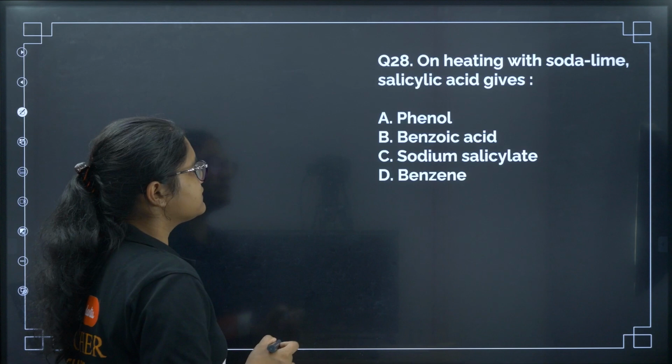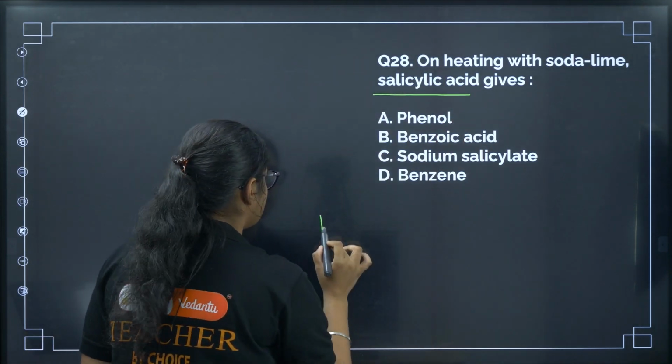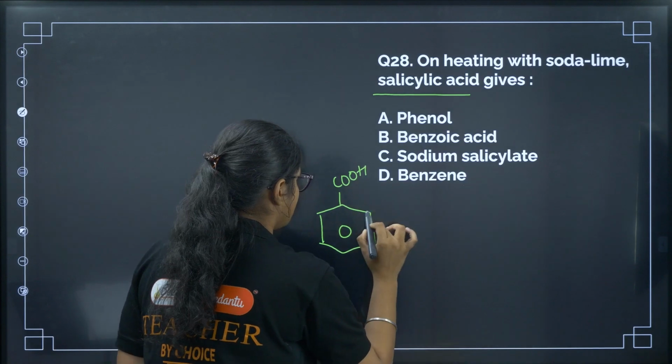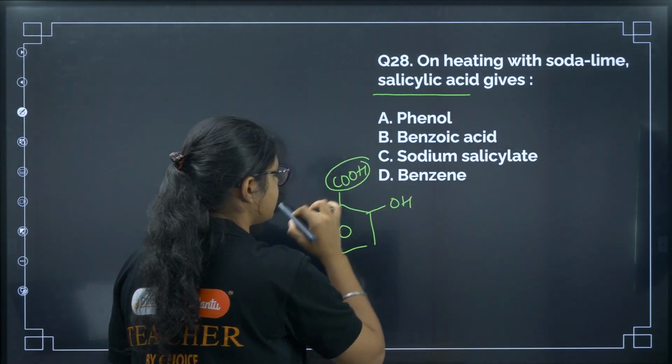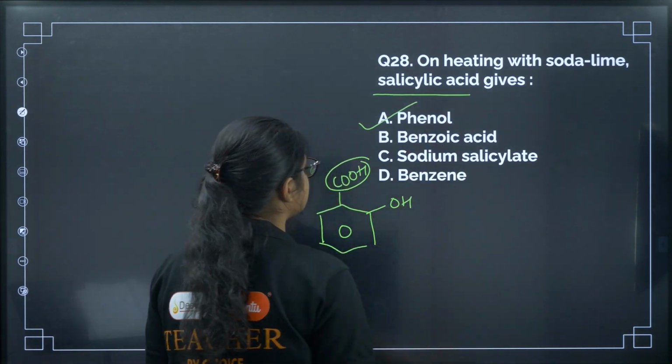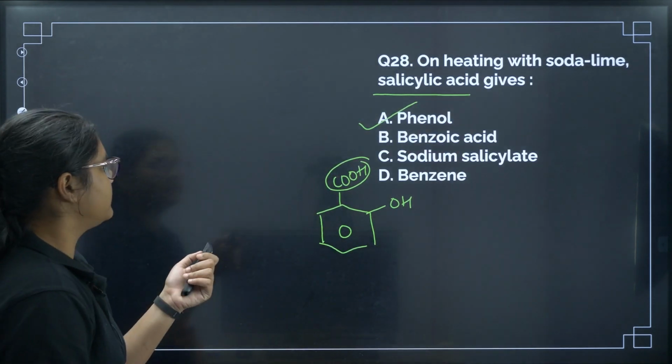Next, on heating with soda lime, the salicylic acid gives. So if you have salicylic acid, this is the structure, right? So when you heat it, this one will undergo decarboxylation and we are left with only phenol. So correct answer for this question will be option number A.